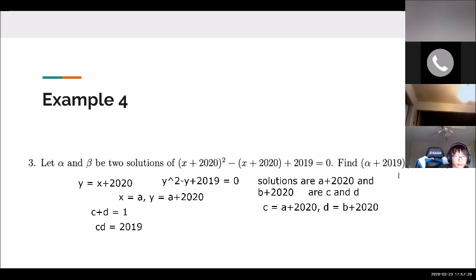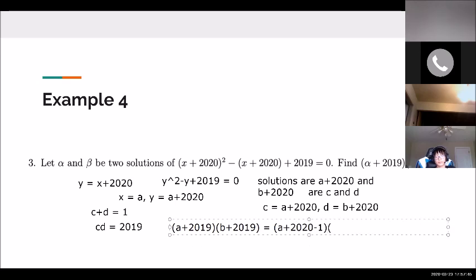Because we know that (A + 2019)(B + 2019) is equal to (A + 2020 - 1). Let me extend this a little bit: (A + 2020 - 1)(B + 2020 - 1), which is equal to (C - 1)(D - 1). And this is just because C is defined as A plus 2020 and D is defined as B plus 2020. So in reality, we're just trying to find (C - 1)(D - 1).